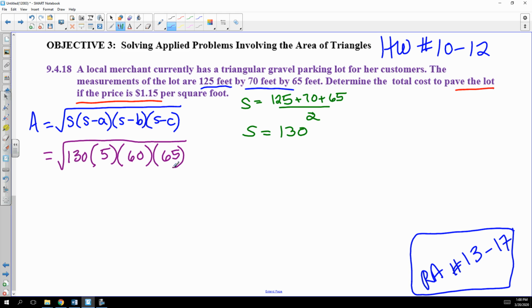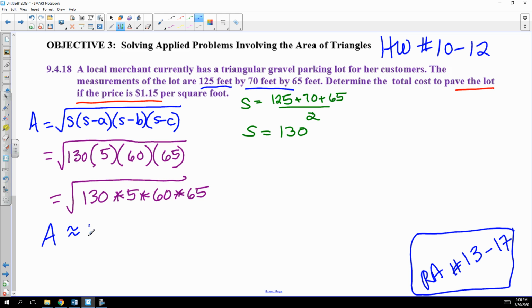So I'm going to type that whole thing into my calculator. And again, normally I would just type this in as the square root of 130 times 5 times 60 times 65 without using all that many parentheses. And that's what I would do to get started. And then I'm going to find that the area is approximately 1592 feet squared. I'm not going to round it.